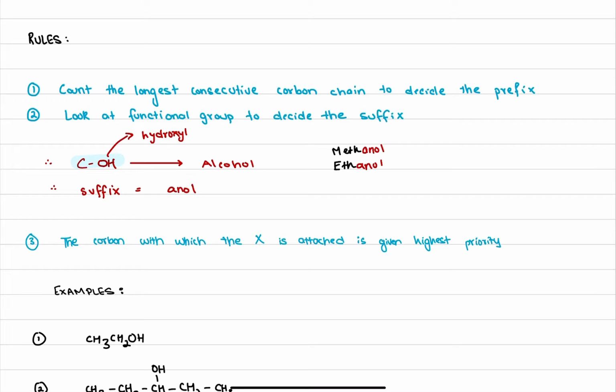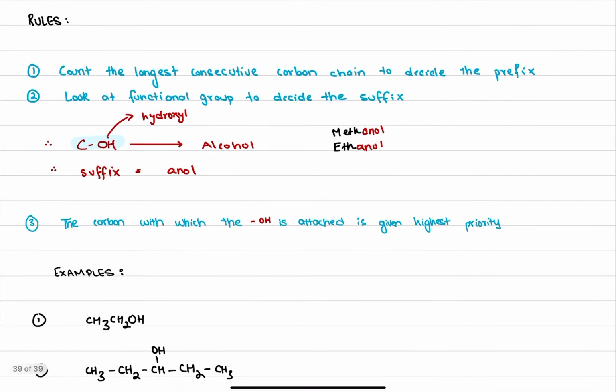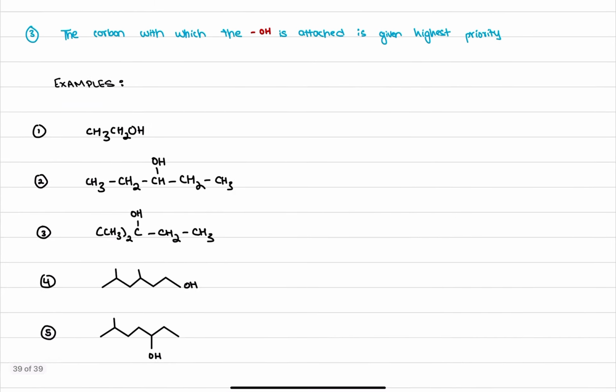All right, and then we have the carbon, as we have already said, the carbon with which, not the X in this case, in this case we are talking about our OH group. So with whichever carbon this OH group is attached, you will give it the highest priority, which means when you are numbering this carbon chain, you will try to number the carbon with which OH is attached to somehow have the lowest possible number. So let's do a few examples.